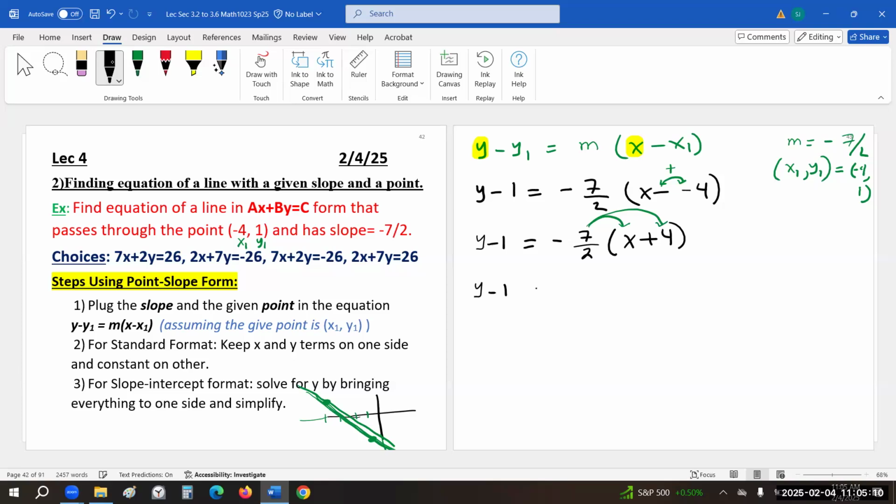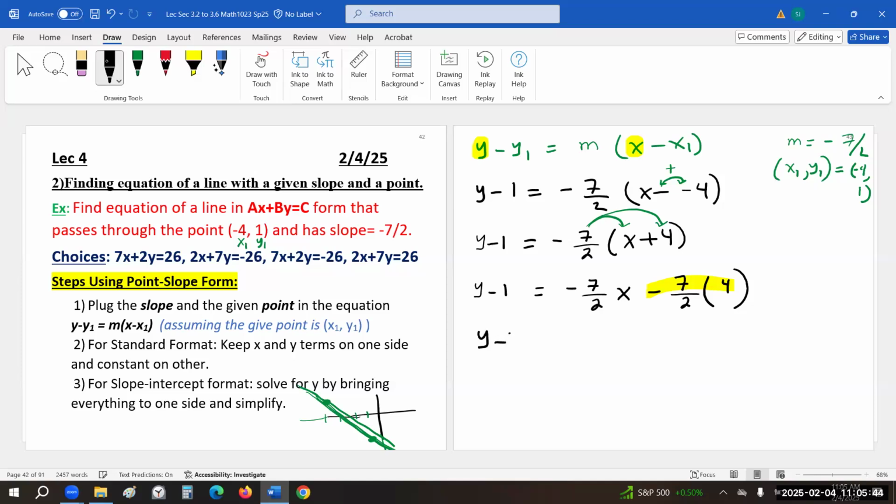We have y minus 1 equals negative 7/2 x and then negative 7/2 times 4. So what is negative 7/2 times 4? Do you multiply the 4 both top and bottom, or do you multiply the 4 only on the top? Only on the top. Good. So on the top, we have negative. What is 7 times 4?